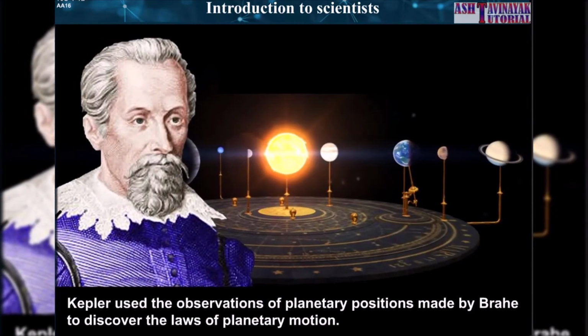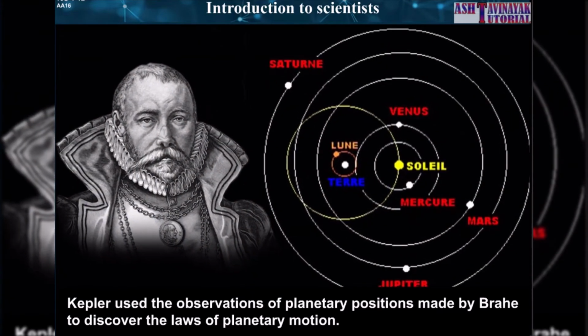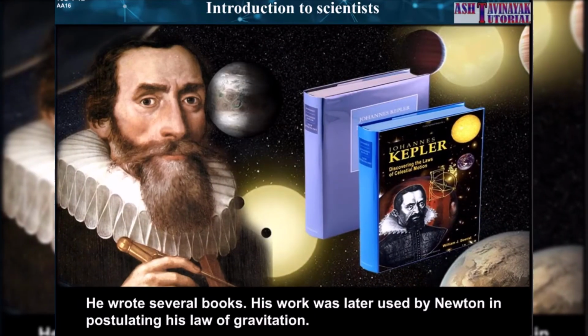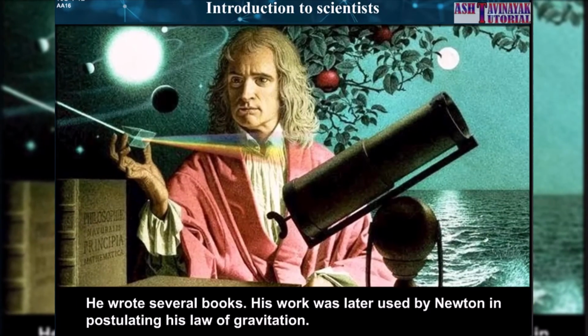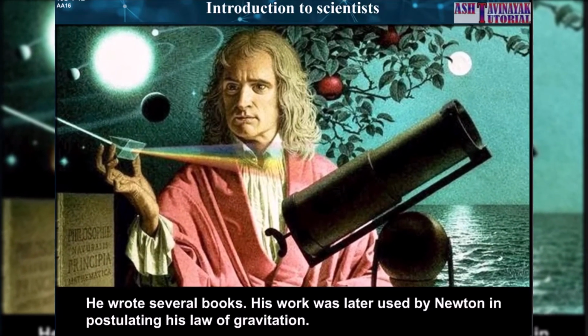Kepler used the observations of planetary positions made by Brahe to discover the laws of planetary motion. He wrote several books. His work was later used by Newton in postulating his law of gravitation.